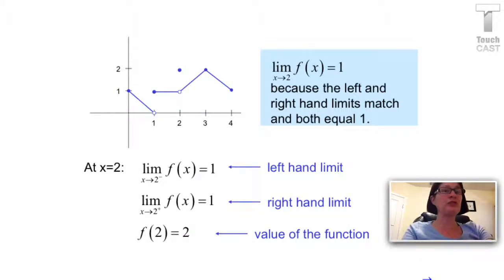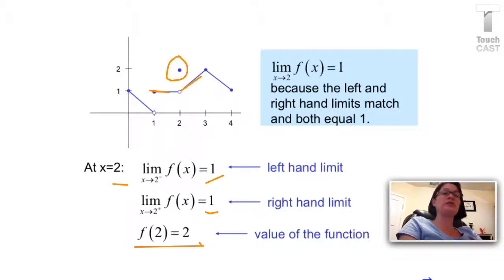As x approaches 2, I can talk about the limit as x approaches 2 from the left. You can see I'm headed for that open hole whose y value is 1. As x approaches 2 from the right, I'm approaching that same open hole whose y value is 1. And it turns out that the actual function value comes from that dot up there, f of 2 is 2.